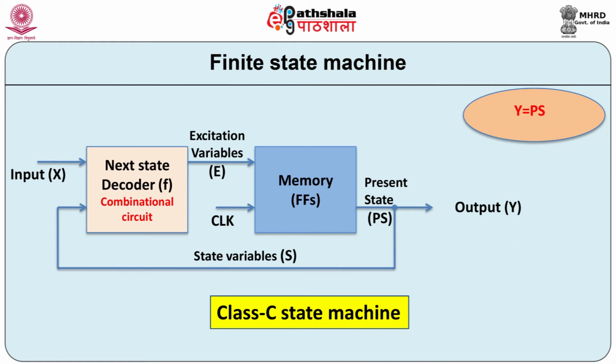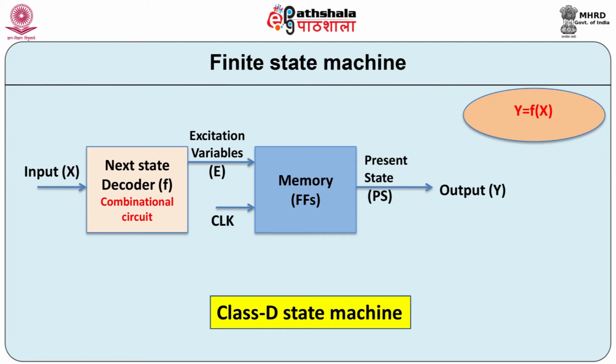In the class C state machine, the output decoder is not required to generate the output. The output of state machine is nothing but the present state of the state machine. The generalized model for counter represents basically the class C state machine. In such circuit, the events to be counted are entered through the next state decoder.